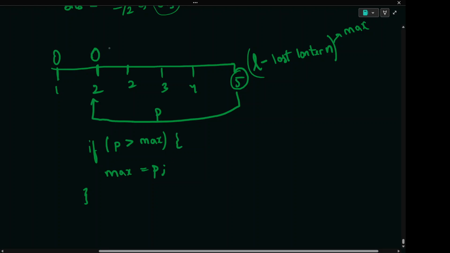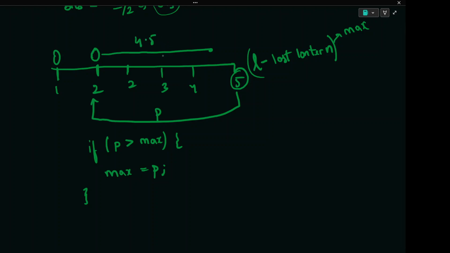Because say max was initially 3.5. So it would go till here, 2.5. It would go till 4.5. But this part is not covered, right? So we would check if L minus the last lantern, which is this part, P, is greater than the max, which in our case it is. So what we'll do, we'll make the max as P.